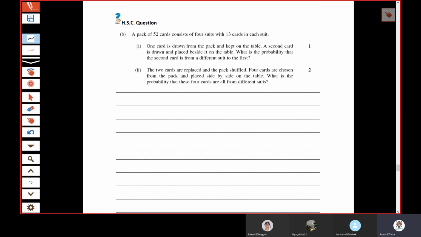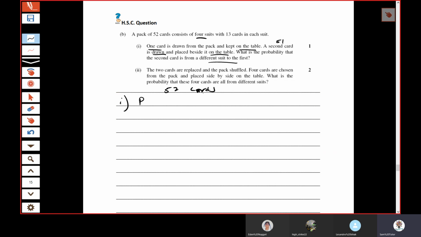All right. A pack of 52 cards consists of 4 suits, 13 cards in each suit. 1 card is drawn from the pack and kept on the table. A second card is drawn, which means there's 51 left. Keep that in mind. And placed beside it on the table. What is the probability that the second card is from a different suit to the first? Okay. That means, all right, let's think about this. Again, play the game. There's 52 cards.